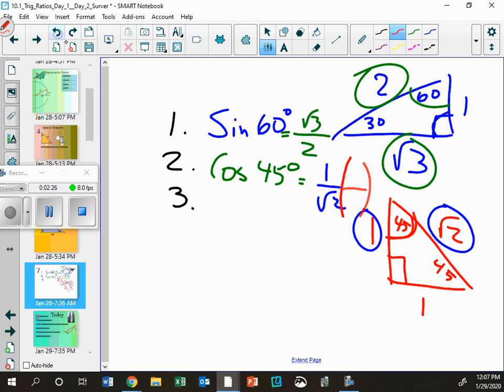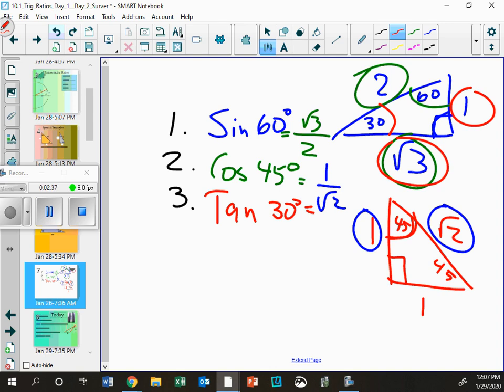Okay, one more thought. Tangent. Let's do it of 30. Opposite over adjacent. 1 over root 3. How many of you had 1 over root 3? Okay, good. Then, I think you get the basics.